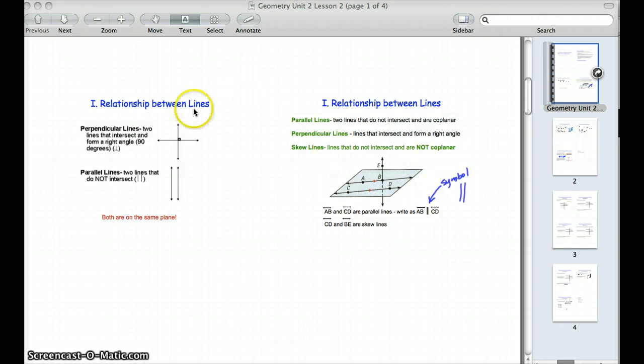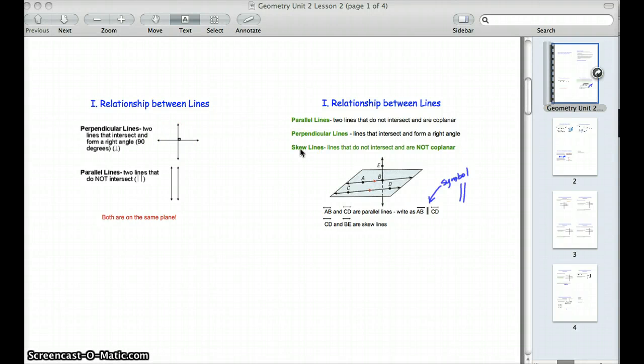So perpendicular lines are two lines that intersect and form a right angle. As you can see here, it's a right angle, and the way they go through each other. Parallel lines are two lines that do not intersect. As you can see, these two are parallel. They do not intersect like the perpendicular lines up here.